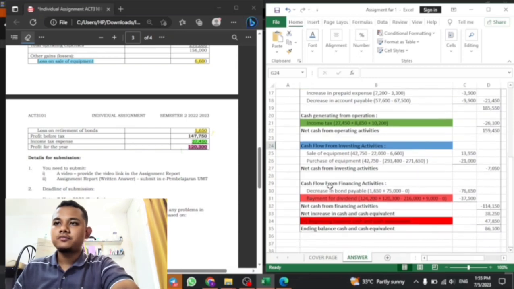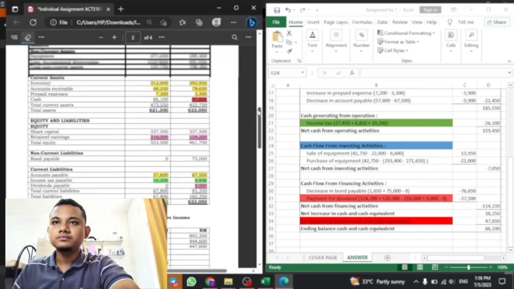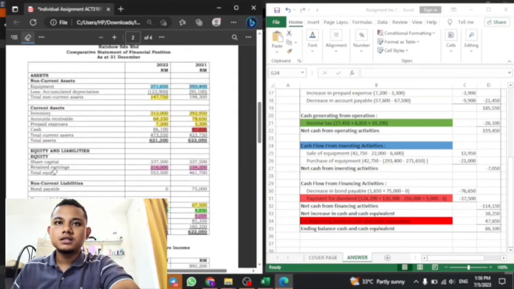Next, cash flow from financing activities, which is decrease in bond payable. Bond payable, I get RM76,650, which is 1,650 plus 75,000. And the next is payment for dividends. Payment for dividends, I get RM37,500. How do I get this amount? I get this amount from the comparative statement of financial position.